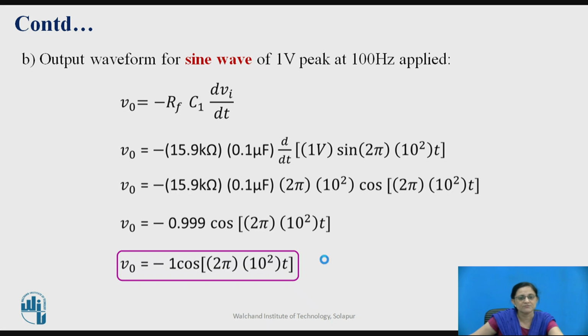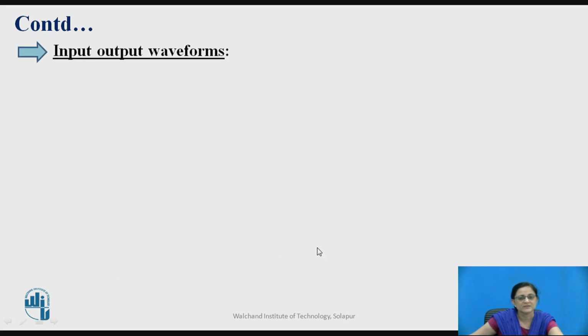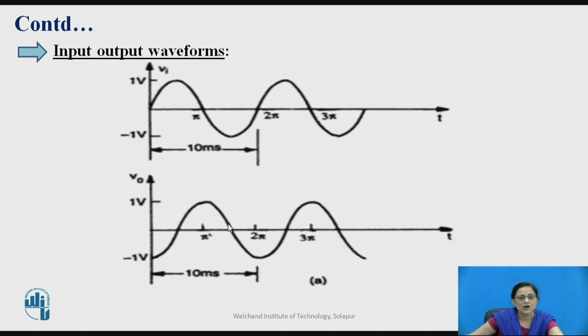Therefore, for the sine wave output, you are getting the cosine wave with a 10 millisecond time period. So here if you observe the input and output waveform, the input is the sinusoidal signal, whereas the output is the cosine of the input signal with the same amplitude, and the time period is equal to 10 millisecond.